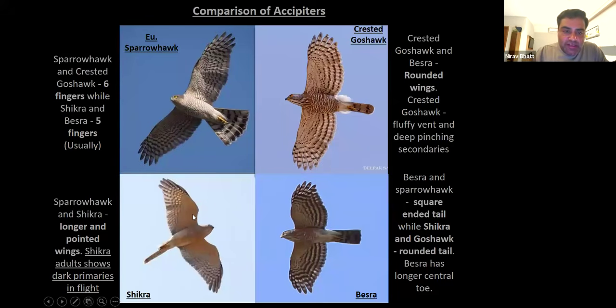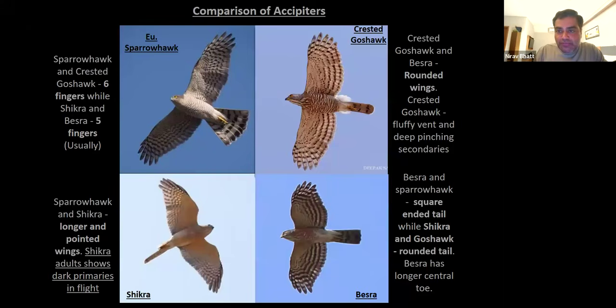Now comparing these two in flight, it is also very common to misidentify them for each other. The difference here is 5 fingers and 6 fingers. In flight, Sparrowhawk shows a squarish tail and longer wings in comparison to Shikra. While comparing these two, it has a square tail and this is a rounded tail. Comparing the beak, it is a much larger, robust head in comparison to the very slim head and slim beak of a Besra. Is this clear?